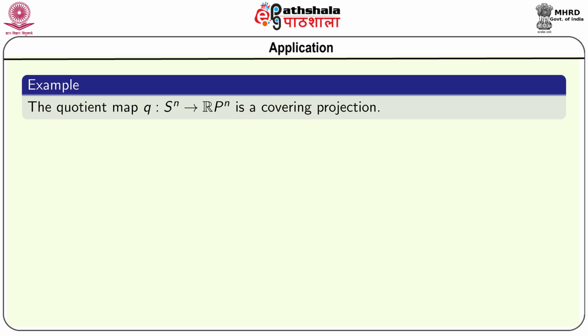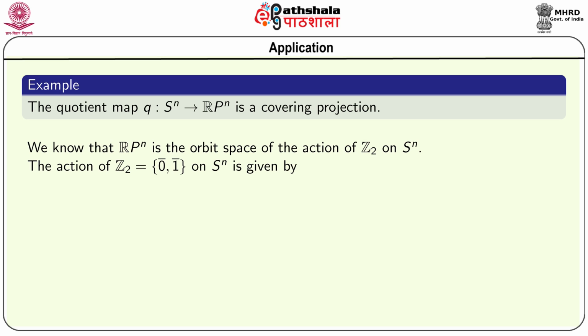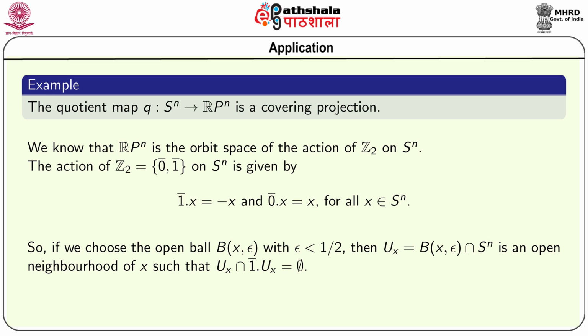Now, the next example shows that the quotient map Q from Sn to RPn, the real projective space, is a covering projection. Now, RPn is the orbit space of the action of Z2 on Sn, where Z2 means the cyclic group consisting of two elements 0 and 1, and the action is given by 1 dot x is minus x and 0 dot x is x for all x belonging to Sn. Then choosing the open ball Bx epsilon with epsilon less than half and taking the intersection of Bx epsilon with Sn, we get an open neighborhood Ux of x such that Ux intersection 1 dot Ux is empty. So, that satisfies the hypothesis of the theorem, and thereby Q becomes a covering map.